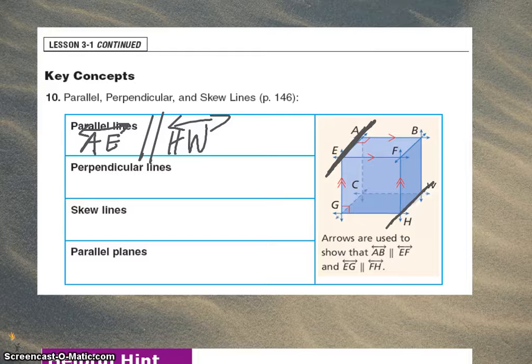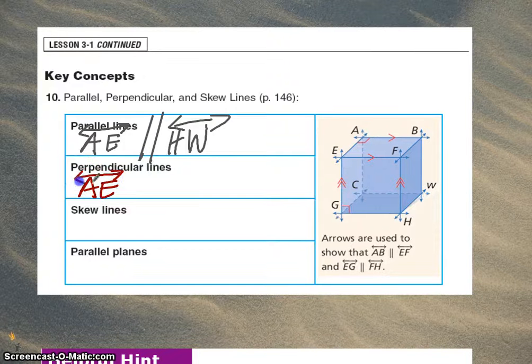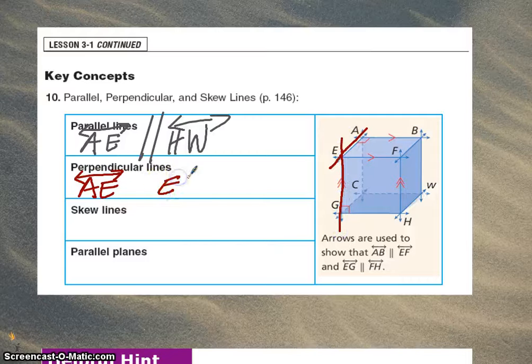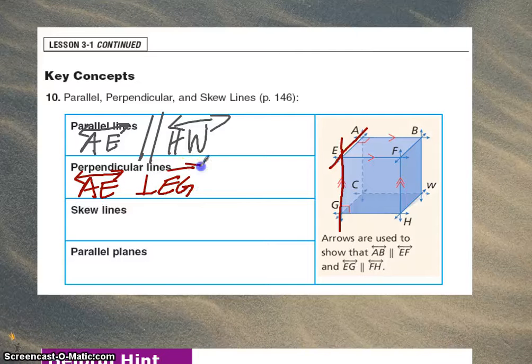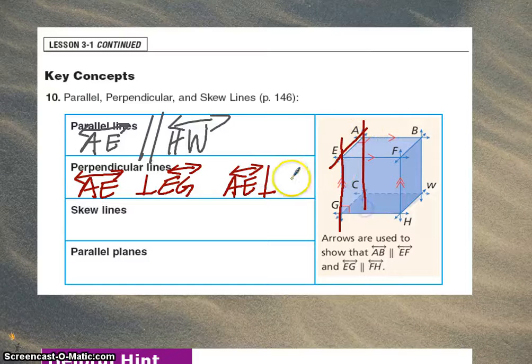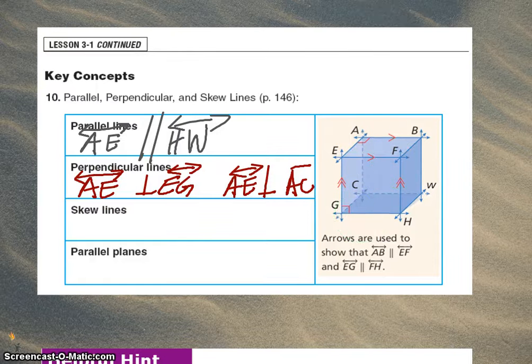Perpendicular we know pretty well also. Perpendicular lines are lines that meet at a right angle. So going back to line segment AE, there are two line segments that are perpendicular to it: EG, and AE is also perpendicular to AC. And so we've got that forming a right angle, being perpendicular. We already know that. Skew lines are a little different.